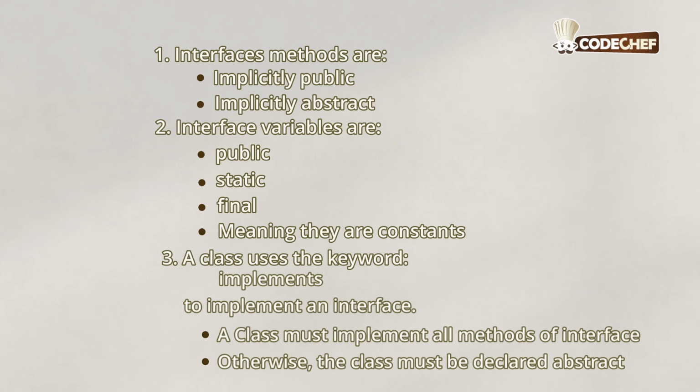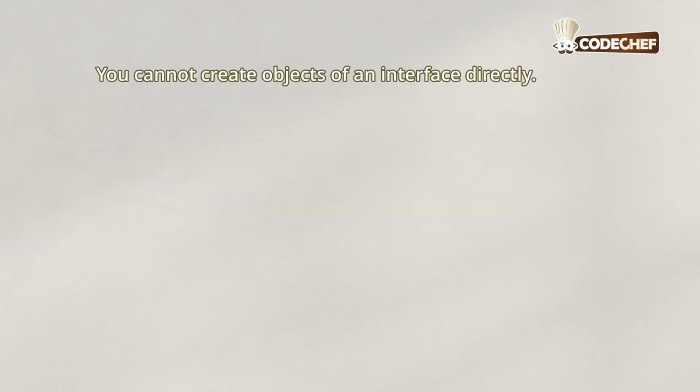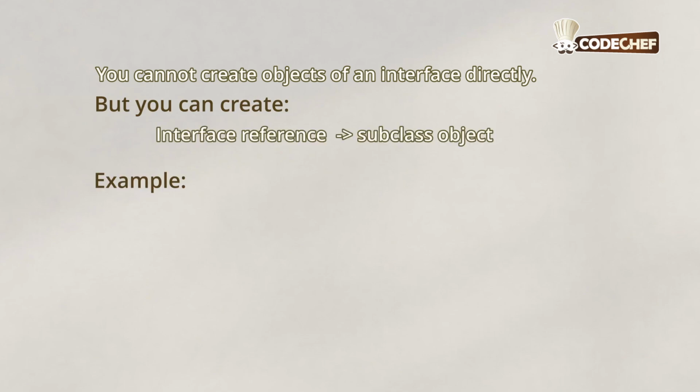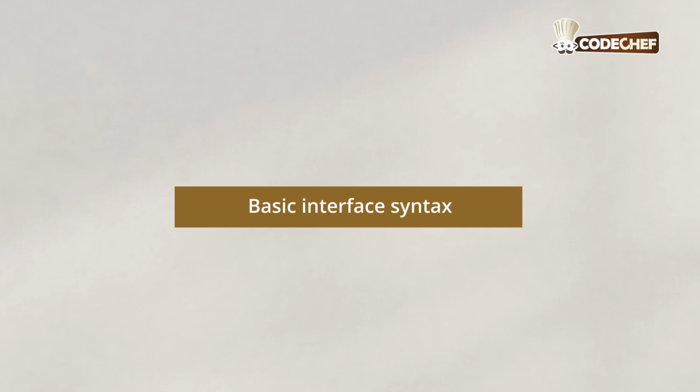Interface and runtime polymorphism. You cannot create objects of an interface directly, but you can create an interface reference to a subclass object. For example, Animal object is equal to new Dog. This enables runtime polymorphism. This is how the basic interface syntax looks like.